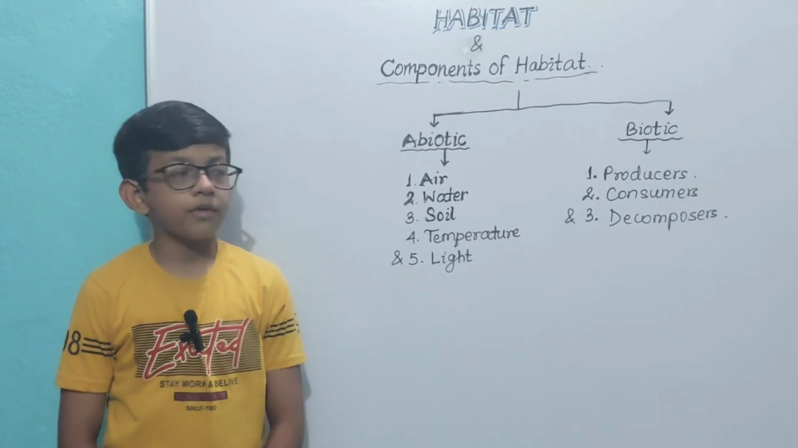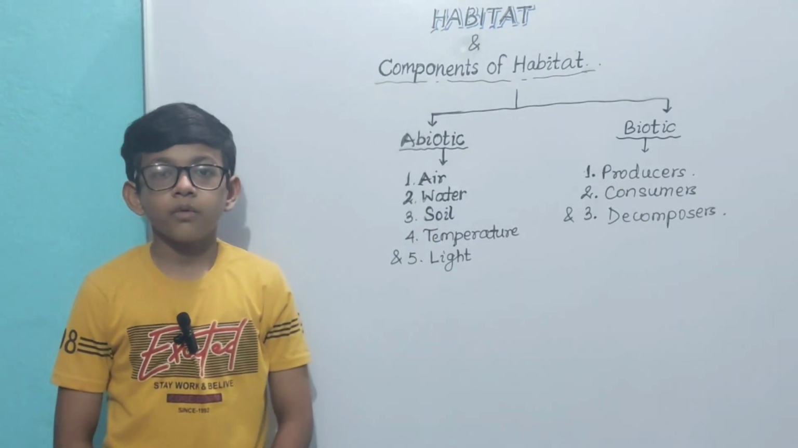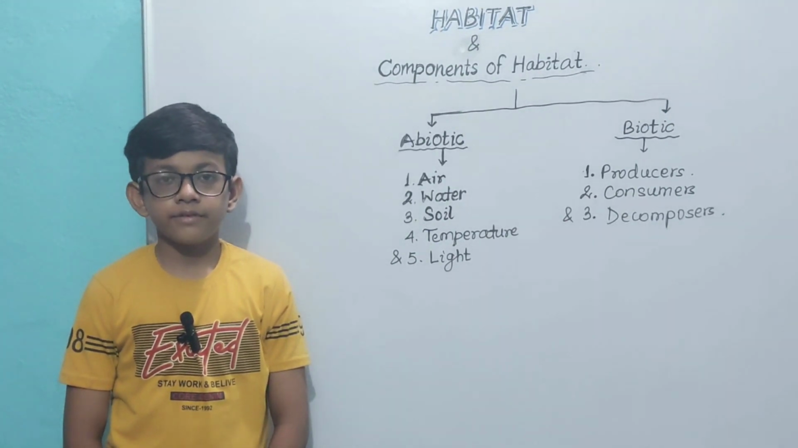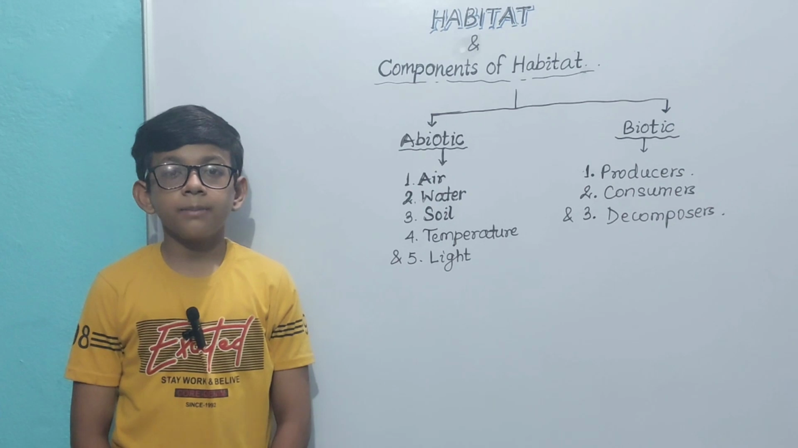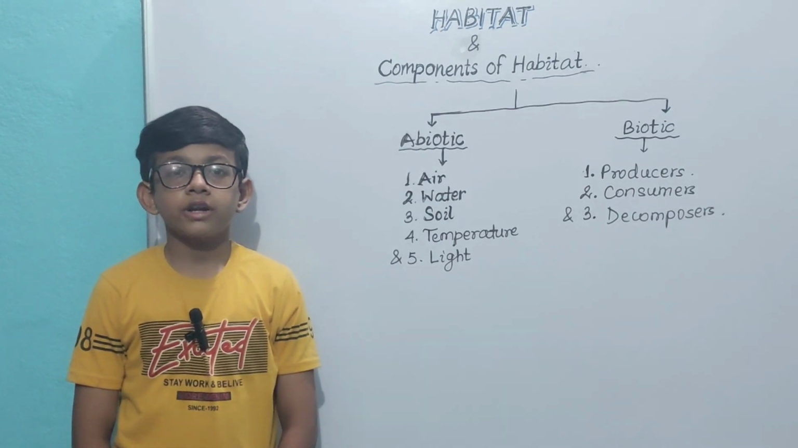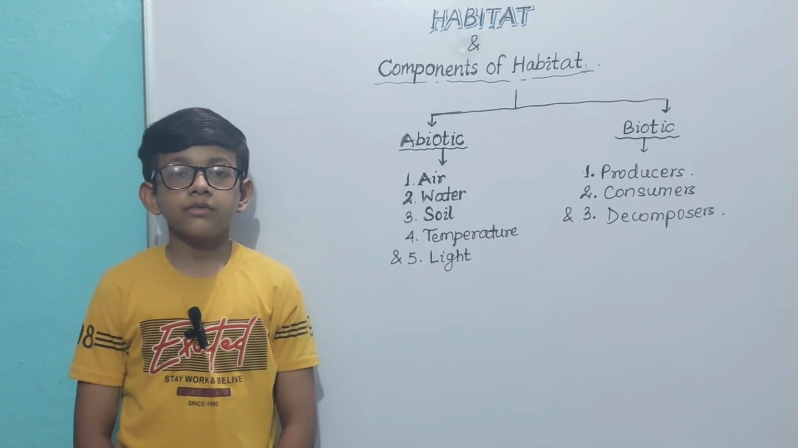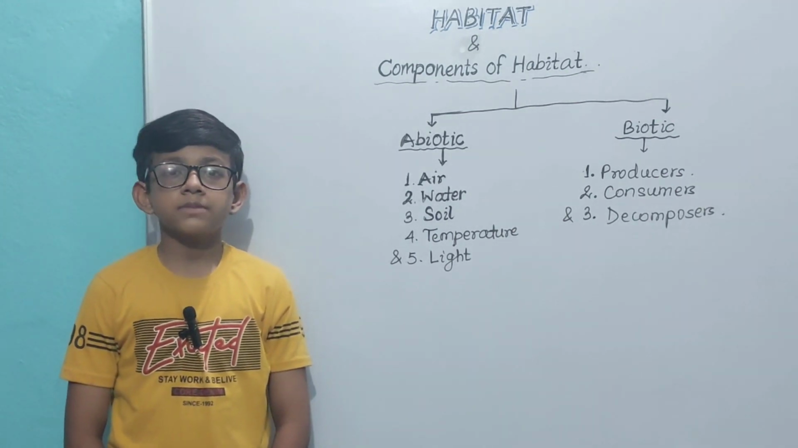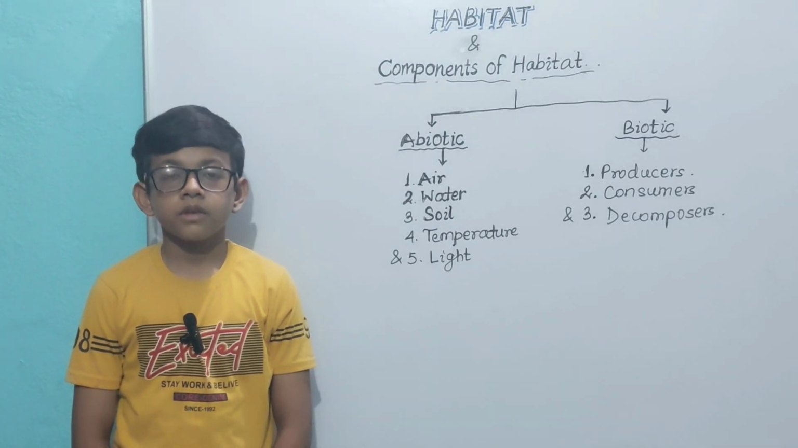Now let's move to our next abiotic component, which is water. Water is the elixir of life. It is an important constituent of our body. It is an important part of our food. I have already discussed water in my previous video. You may watch that. The link will be in the description. Our body is made up of 60 to 80% water.